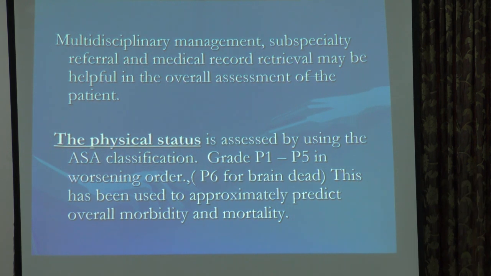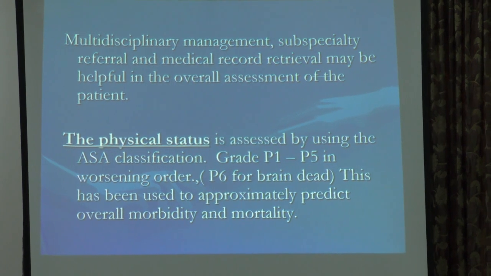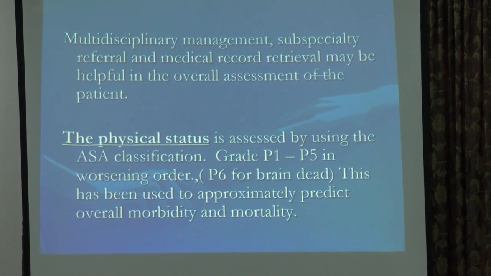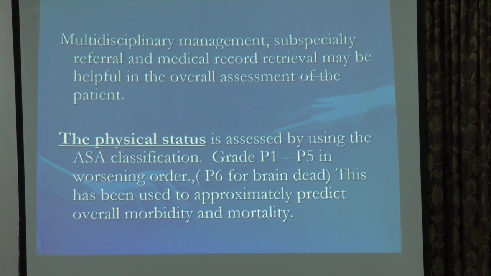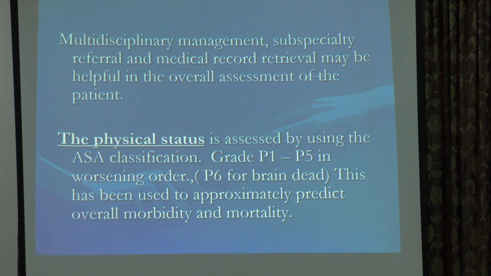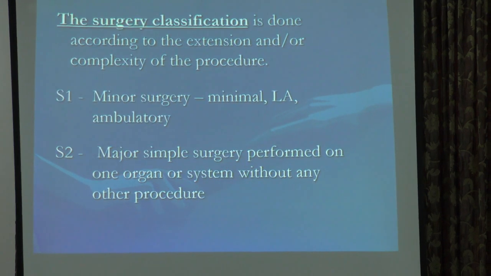Adding an E means that the risk is even higher because we may not have had time to optimize them. So when I say ASA 3E, it means this is a patient with a severe systemic condition, which is not a threat to life, who is coming for an emergency surgery.